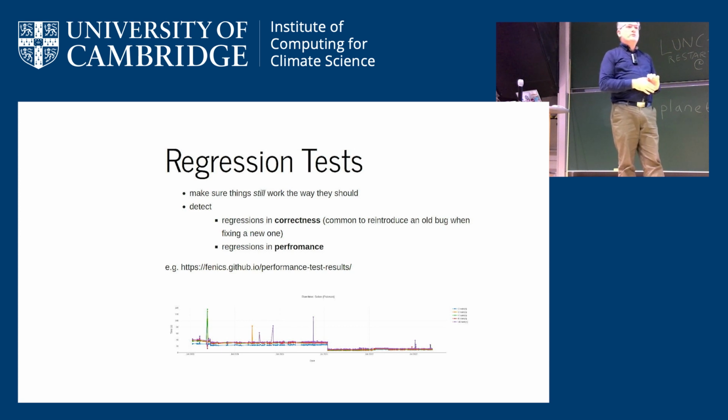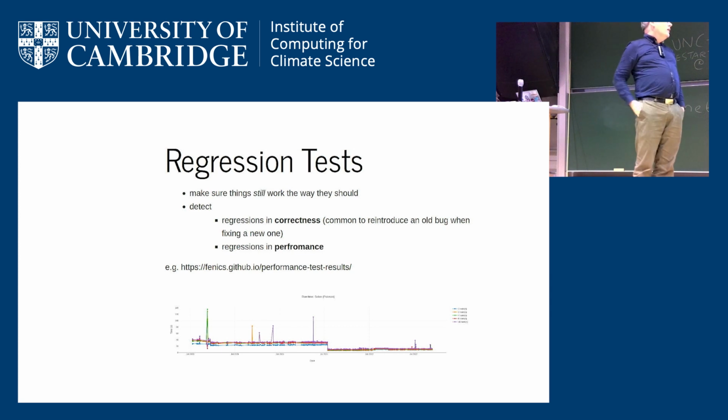Another way your code can regress is it just doesn't run as fast as it used to. Sometimes that's on purpose, you're adding more features in and the code does more, and so it takes longer to run. But sometimes it's accidental. You just iterate the wrong way over a matrix and hit the slow way around.